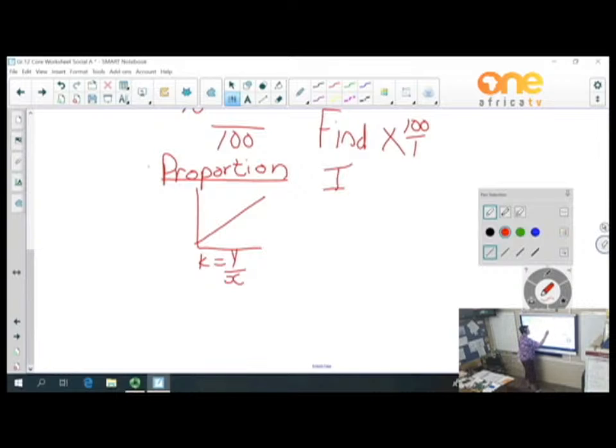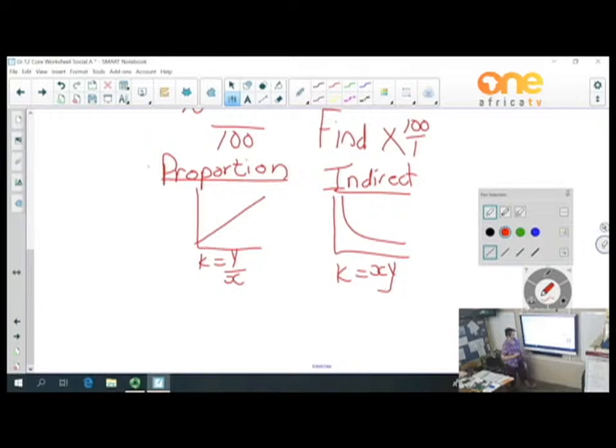Indirect proportion is when I ask you, for instance, to paint the school. So we can say if 10 people are painting the school, it will take 6 days. But if there's only one person who has to do the job, then we need to say my constant is x times y. I multiply to find that one person. And this is a hyperbola that you will get out from there.